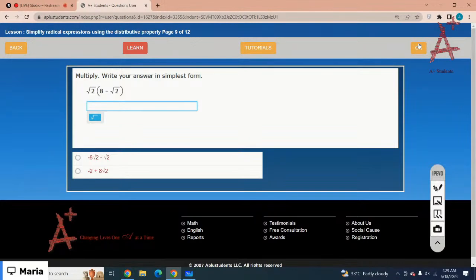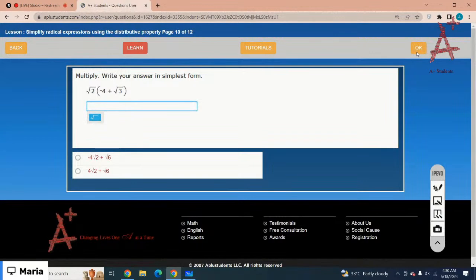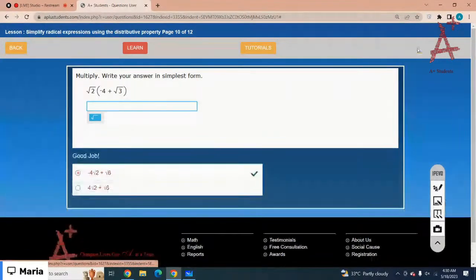Okay, which is the correct option? It would be 8 square root 2, and square root 2 times square root 2 is 2, minus 2. The second option is the correct one. It would be negative 2 plus 8 square root 2. Okay, square root 2 times negative 4 plus square root 3. So which is the correct option? It would be negative 4 square root 2 plus 3 times 2 is 6. Option number 1 is the correct option.